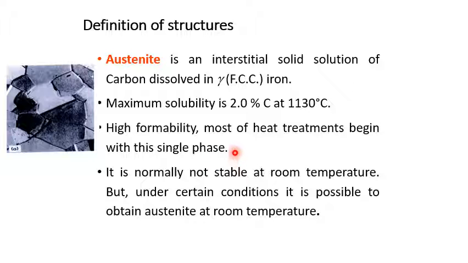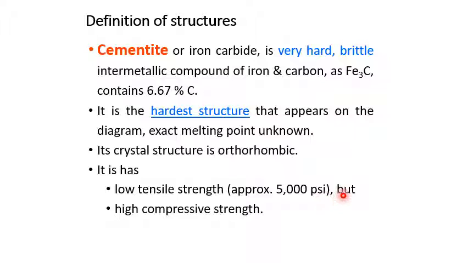Most heat treatment begins with a single phase. So we'll see this one in module number 3, where in order to have a heat treatment for steels, first it should be heated to, or transformed to, a single phase austenite, then the different structures which we are going to get depend upon the type of heat treatment. It is normally not stable at room temperature, as I said, but under certain conditions it is possible to retain it at room temperature also by adding alloying elements.